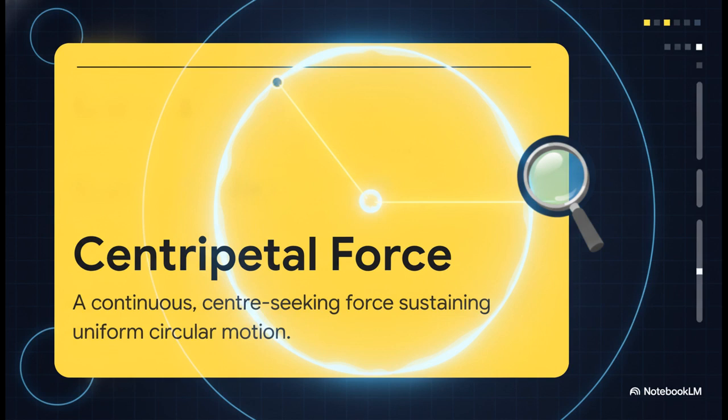By definition, when an object moves along a circular path with a uniform or constant speed, its motion is sustained by a continuous center-seeking force. You can kind of think of it as an invisible tether. Because without this constant pull toward the center, uniform circular motion simply cannot exist. The object would literally just travel in a straight line forever.